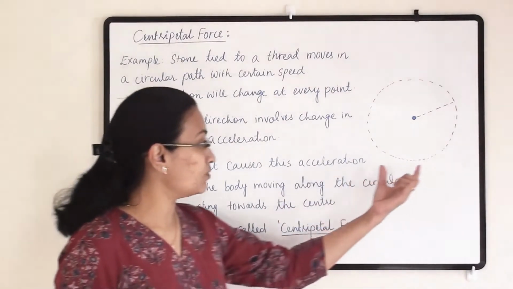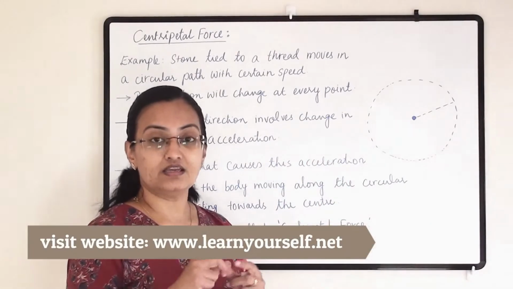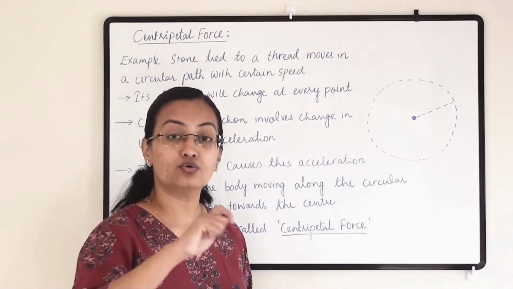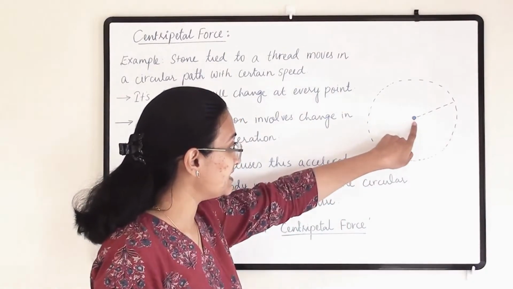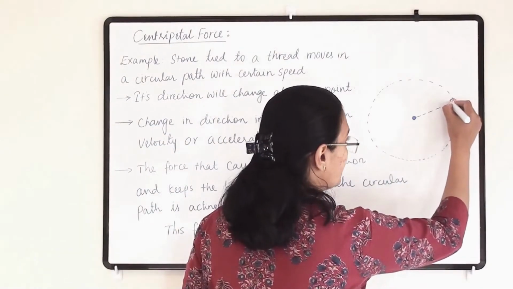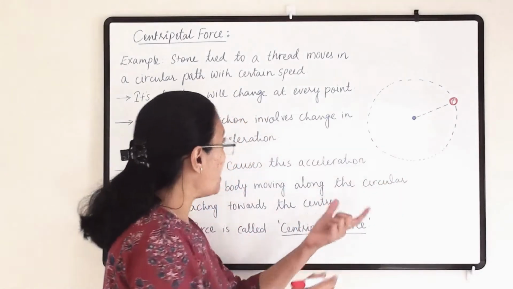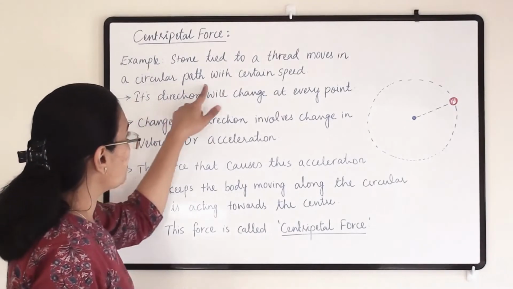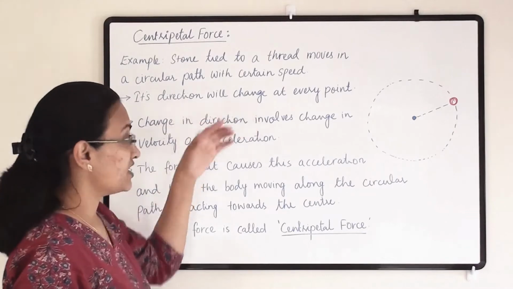Here we are taking one example. This example is also there in the book: we are tying one stone at the edge of a string or a thread, and then we are rotating it in a circular path, something like this. We are standing here and circulating it, with the stone at the edge, giving a circular motion to the stone. So the stone tied to a thread moves in a circular path with a certain speed. Its direction will change at every point.